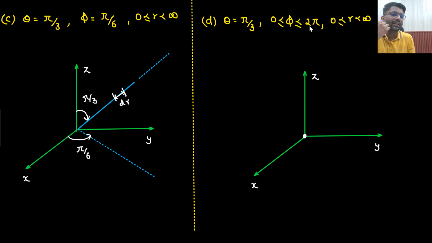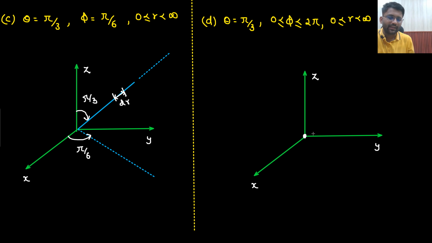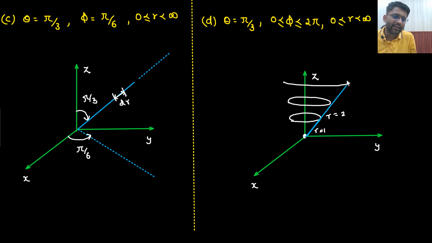Let's just say r is 1 and phi is pi by 4. This is your r equals 1, and phi will take all the values from 0 to 2 pi. That means it will make a circle. Now let's just say r is 2. Then phi will take all the values from 0 to 2 pi. Let's just say r is 3, and phi will take all the values from 0 to 2 pi. In that manner, it will keep on going.